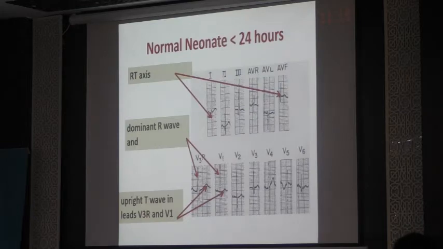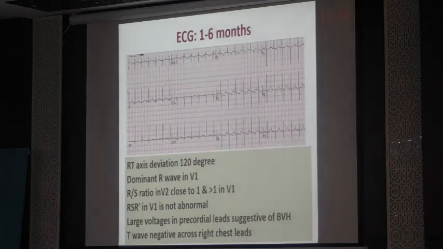وادي نيونيتا هو أقل من 24 ساعة بنشوف فيه right axis وشايفين فيه dominant R wave in V1 in the right precordial leads V3R and V1, and we are looking at the T waves. It is upright. لو فضلت بعد أول يومين معناها right ventricular hypertrophy. نيجي ما بين 1 to 6 months ألاقي right axis deviation أقل، ابتدى يقل بقى 120 degrees, still dominant R in V1. The RS ratio in V2 is close to 1. خلاص ابتدينا الليفت ventricle ابتدى يكبر.